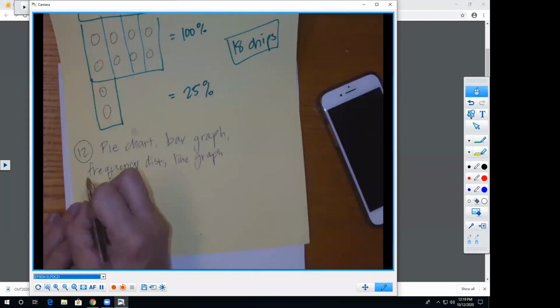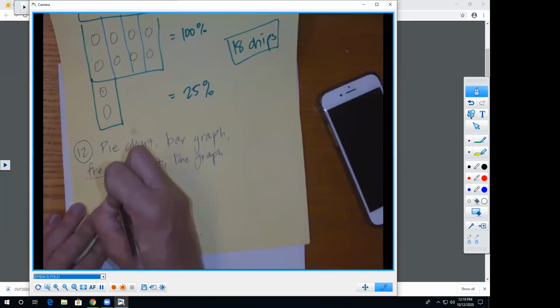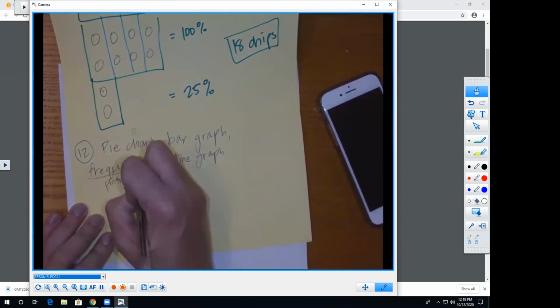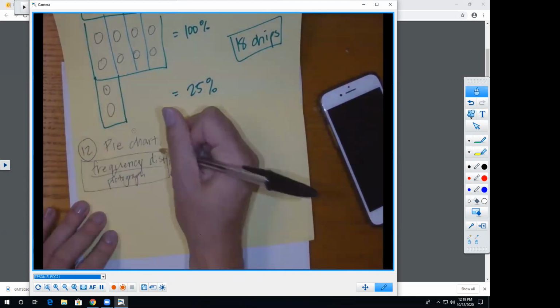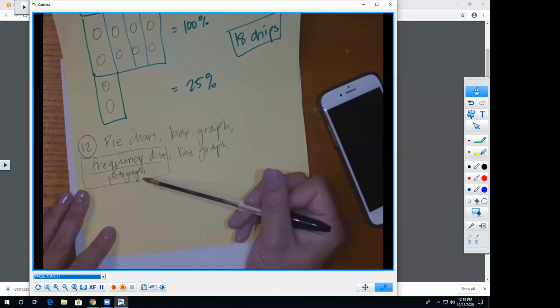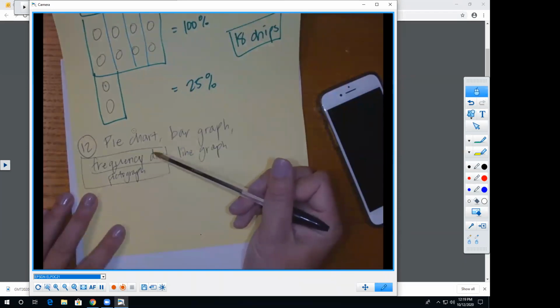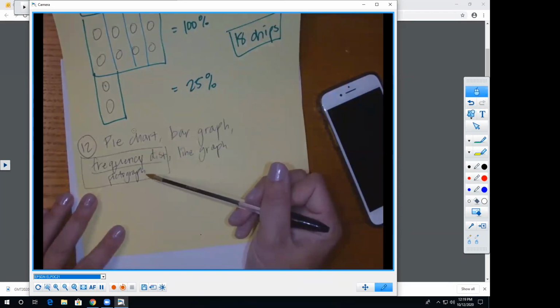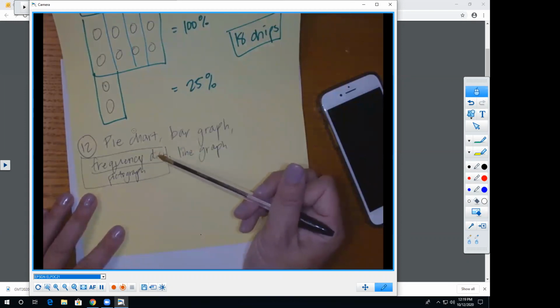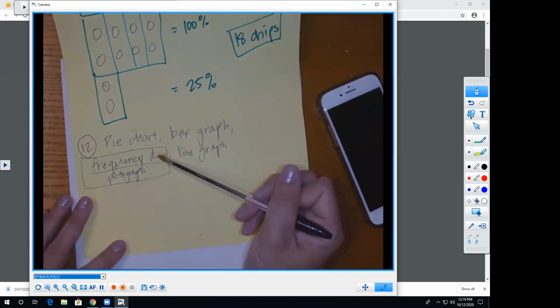Just a reminder, frequency distribution and pictograph is the same thing. We talked about that a little bit during the lesson. Pictograph is the same thing as a frequency distribution. You just use pictures on a pictograph and you use tally marks on a frequency distribution.